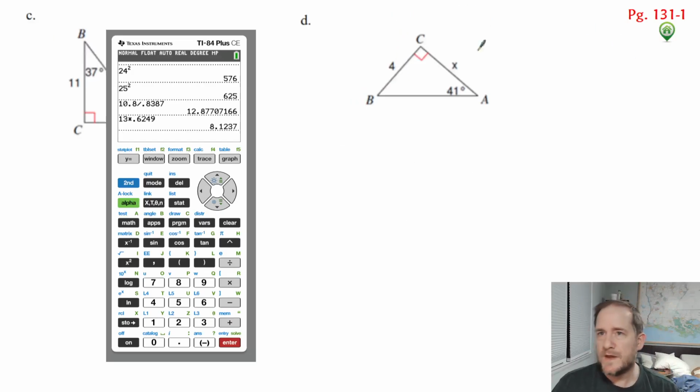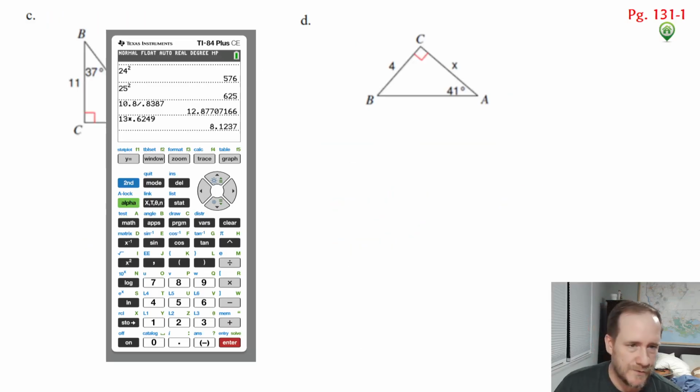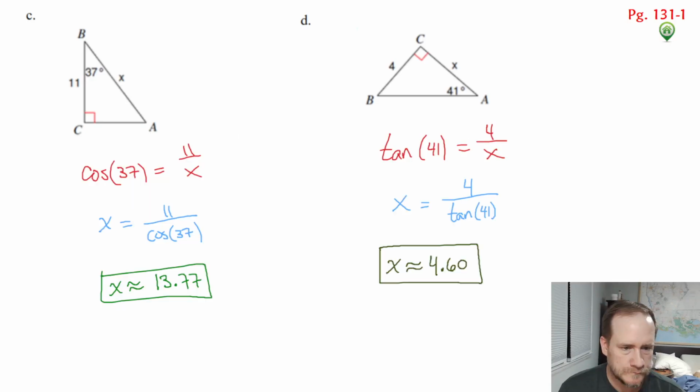It's too much. But you guys had a couple more. You had C and D. That's it. So I'll tell you what, I'll do them real fast just so you have the answers. Okay, I'm back. So here's those answers. For part C, you should have ended up with x equals 11 divided by the cosine of 37, which came out to 13.77. And same thing for part D. You should have ended up with x equals 4 divided by, this time tangent of 41, which gave you 4.60.